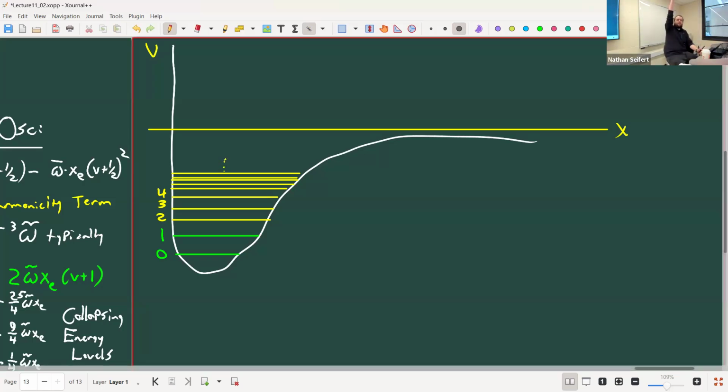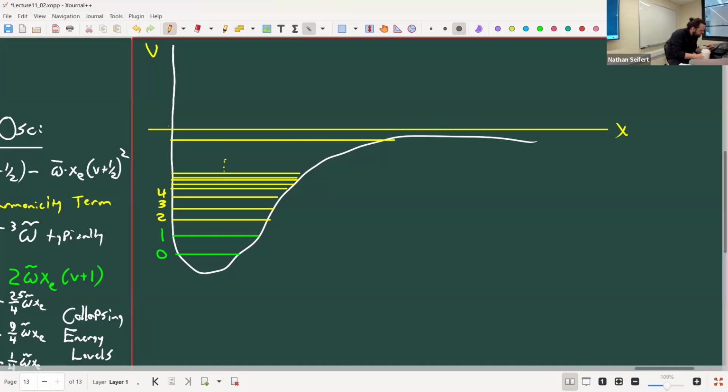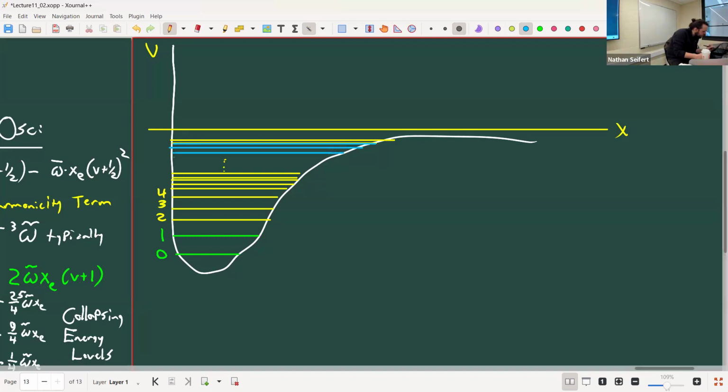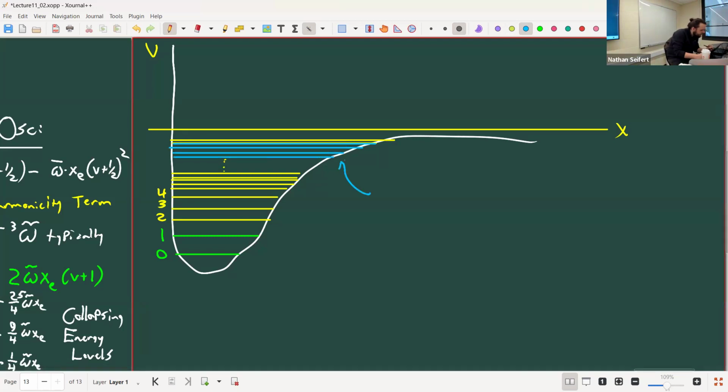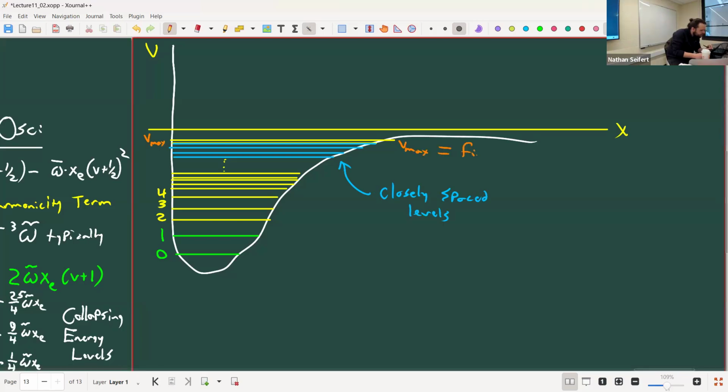By the time we get to the top of the potential, there's one final level before the system dissolves. There's a bunch of levels that are very, very closely spaced. And there's some special level which we can align to V max, which is this level right here, the final level before dissociation.